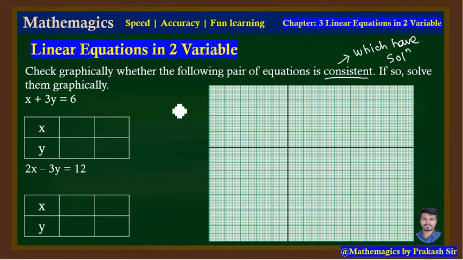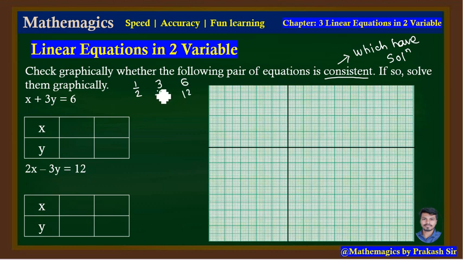The question is saying check whether it is consistent or not, and afterward we are going to solve them graphically. Okay, let us start. Basically, dear friends, to check the consistency, we have to write the coefficients. What is the coefficient of x in the first equation? 1. The coefficient of x in the second equation? 2. The coefficient of y in the first equation? 3. Second equation, minus 3. Then the constants are 6 and 12.